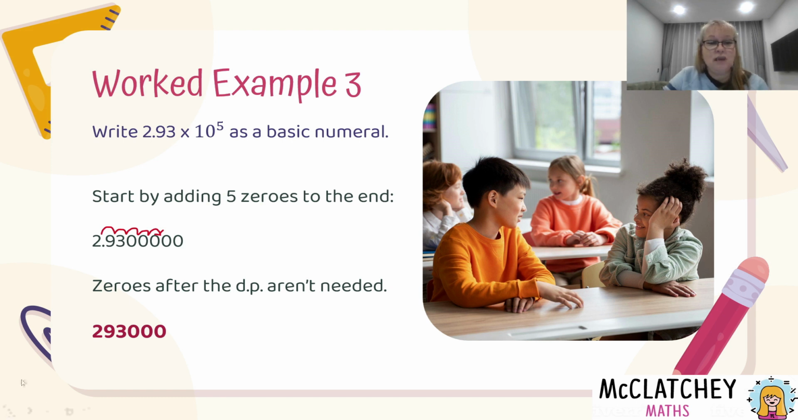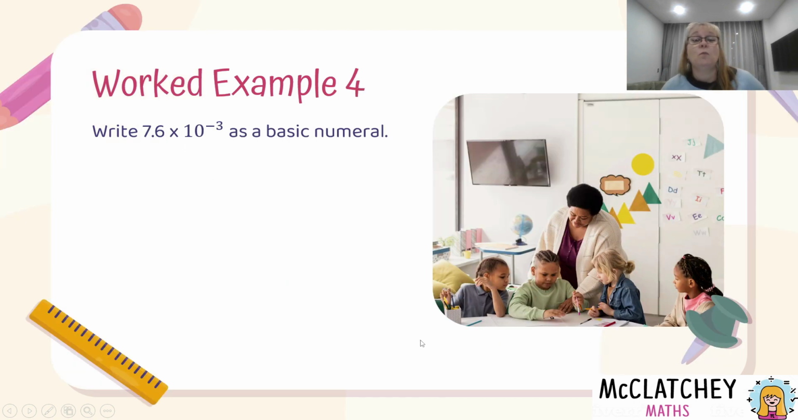If you're wanting to check your answers in an exam, just pop that decimal place back on the end and go back 5 spaces: 3, 4, 5. Do you get to the same spot? That's a good way to check your work, is to do things in reverse. That's worked example 3. Let's look at worked example 4.